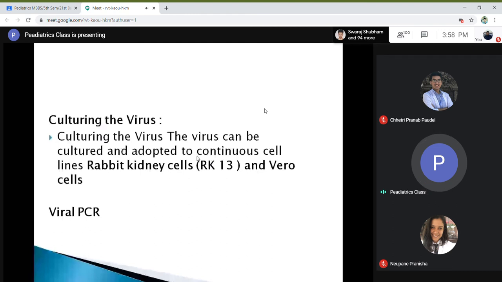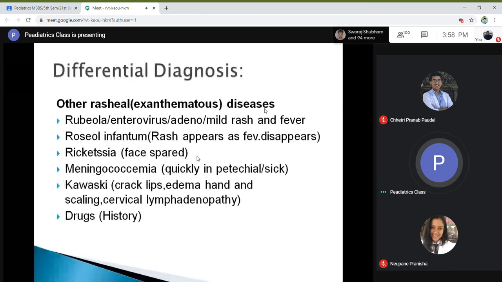So the differential diagnosis is the same. You just remove measles and place rubella here. The remaining are the same as we wrote in the beginning, in the middle section: rubella and measles, roseola, scarlet fever, insect bites, rickettsia, meningococcemia, Kawasaki, and drug rashes. All these are fever with rashes. That's all.